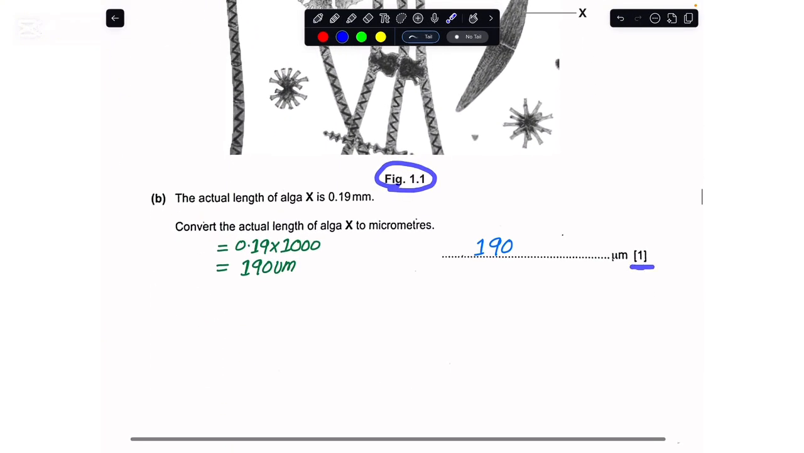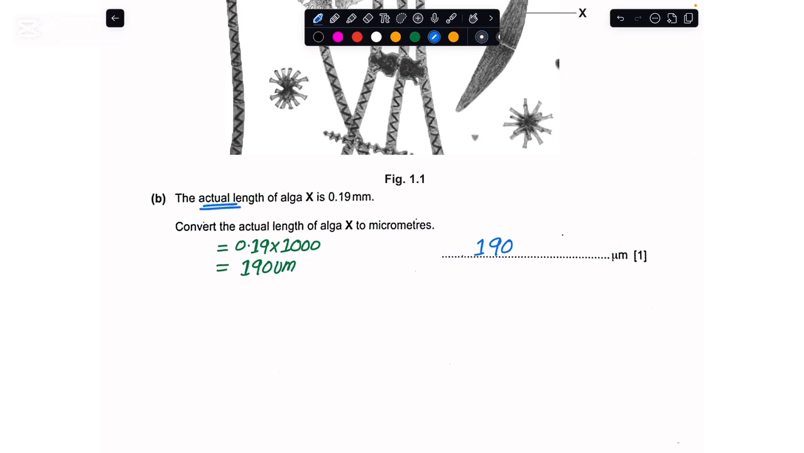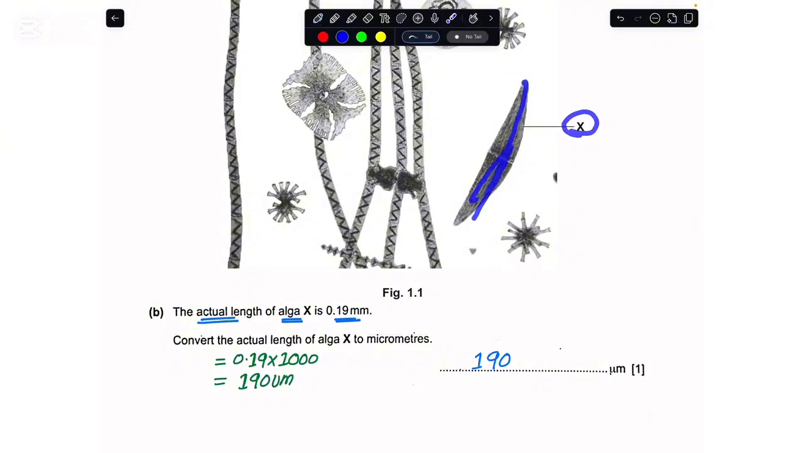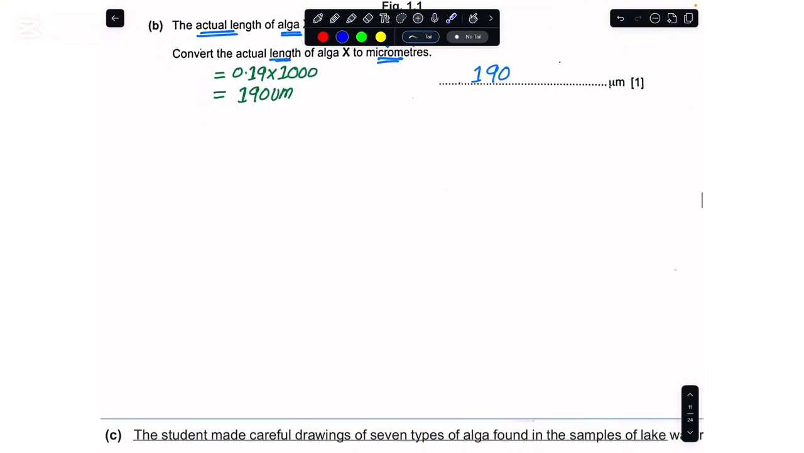Now, for 1 mark, there is again an interconversion. They say the actual length of the algae X is 0.19 millimeter, and they want you to convert this actual length to micrometer. Since I am moving from millimeter to micrometer, I am required to multiply 0.19 by 1000, and the answer we obtain is 190 micrometer, because we know that 1 millimeter is equivalent to 1000 micrometer.